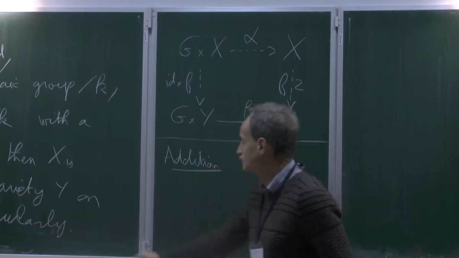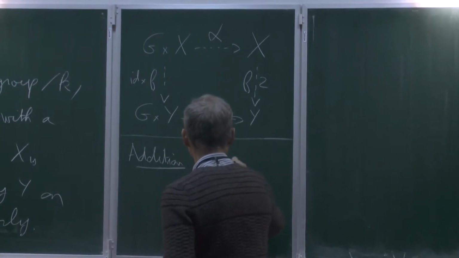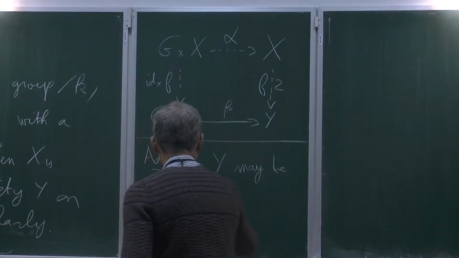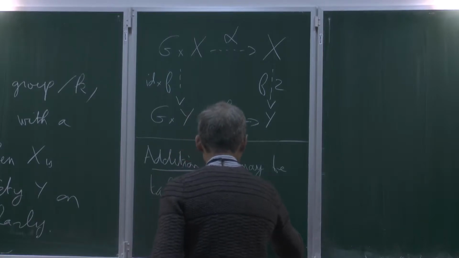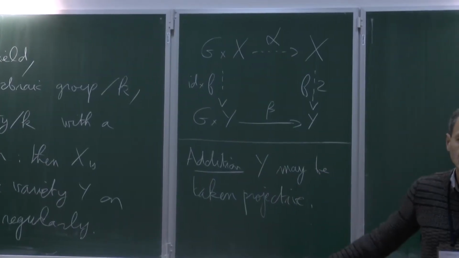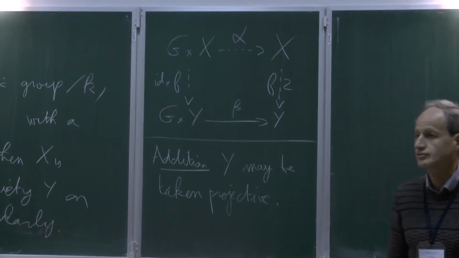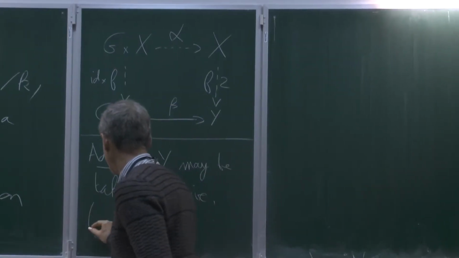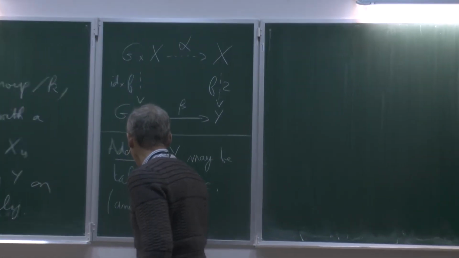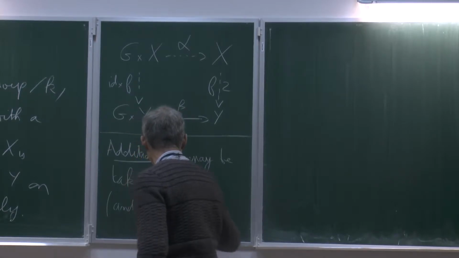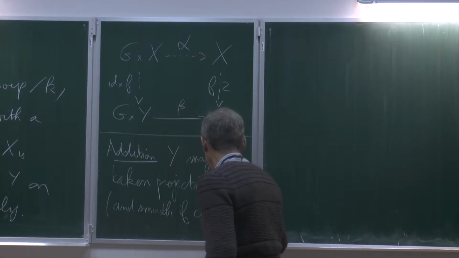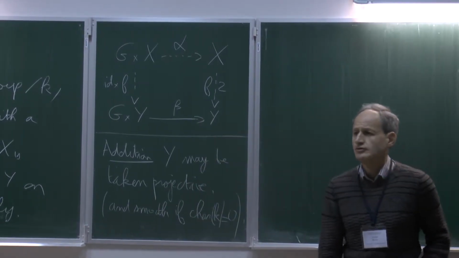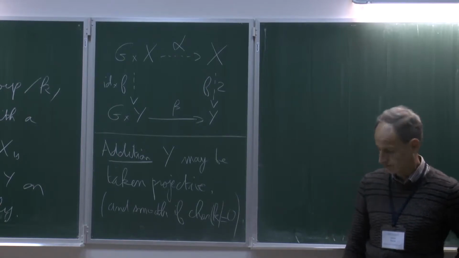We may take Y to be projective. Not as a vague statement, but I try to explain how this works. And once you get there, you can also assume Y smooth in characteristic 0. Okay, so your X was irreducible. Yes, X was irreducible.